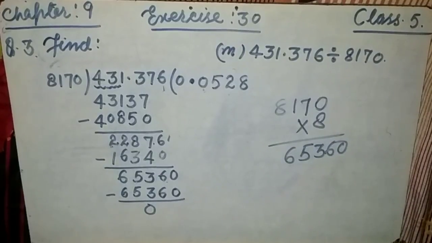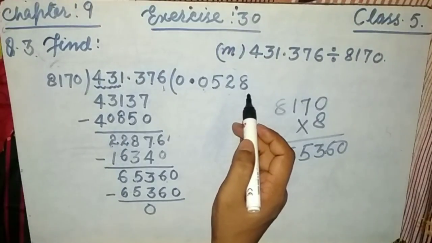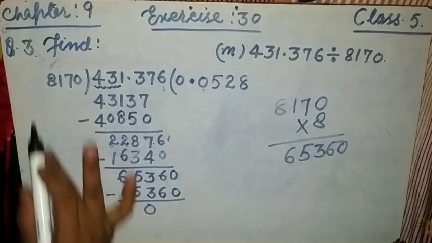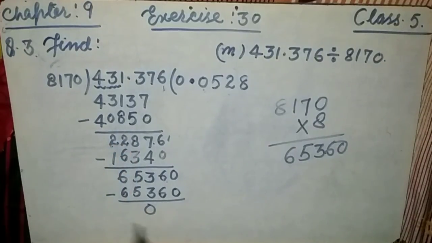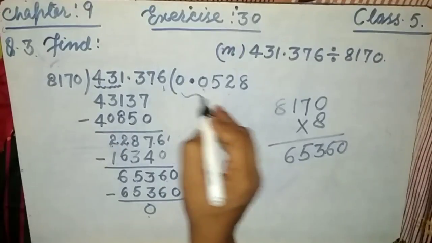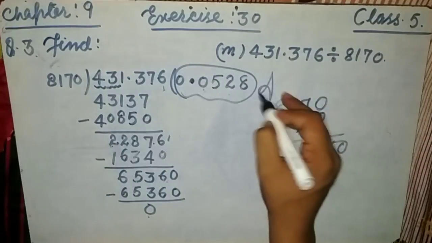So this is why we will multiply 8 times 8 times of 6,170, and we will get 65,360, and the zero will get cancelled. So this is your final answer, friend. I hope you get it.